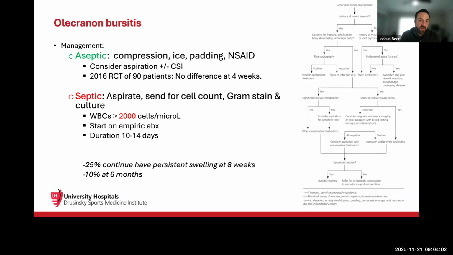But for a septic bursitis, the cutoff is 2,000. It's a much more sterile environment. So even a few thousand WBC is considered a positive septic source. Again, you want to start on empiric antibiotics to cover MRSA, and duration typically is 10 to 14 days.